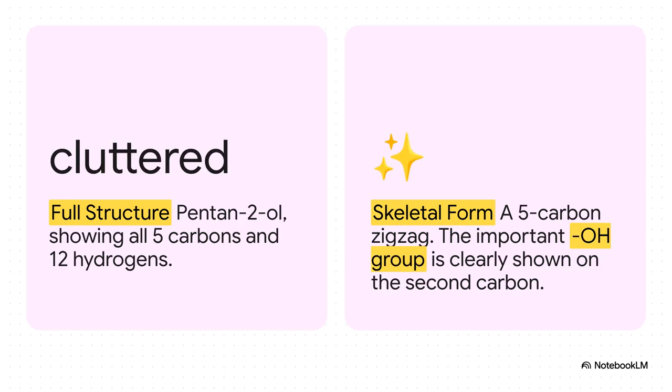And this shows you exactly how we deal with other elements. So here we have pentan-2-ol. The 5-carbon chain is just that simple zigzag again. But the important part, right? The functional group, that OH, the alcohol, is still drawn right in. So you get all the critical info you need just without any of the clutter.